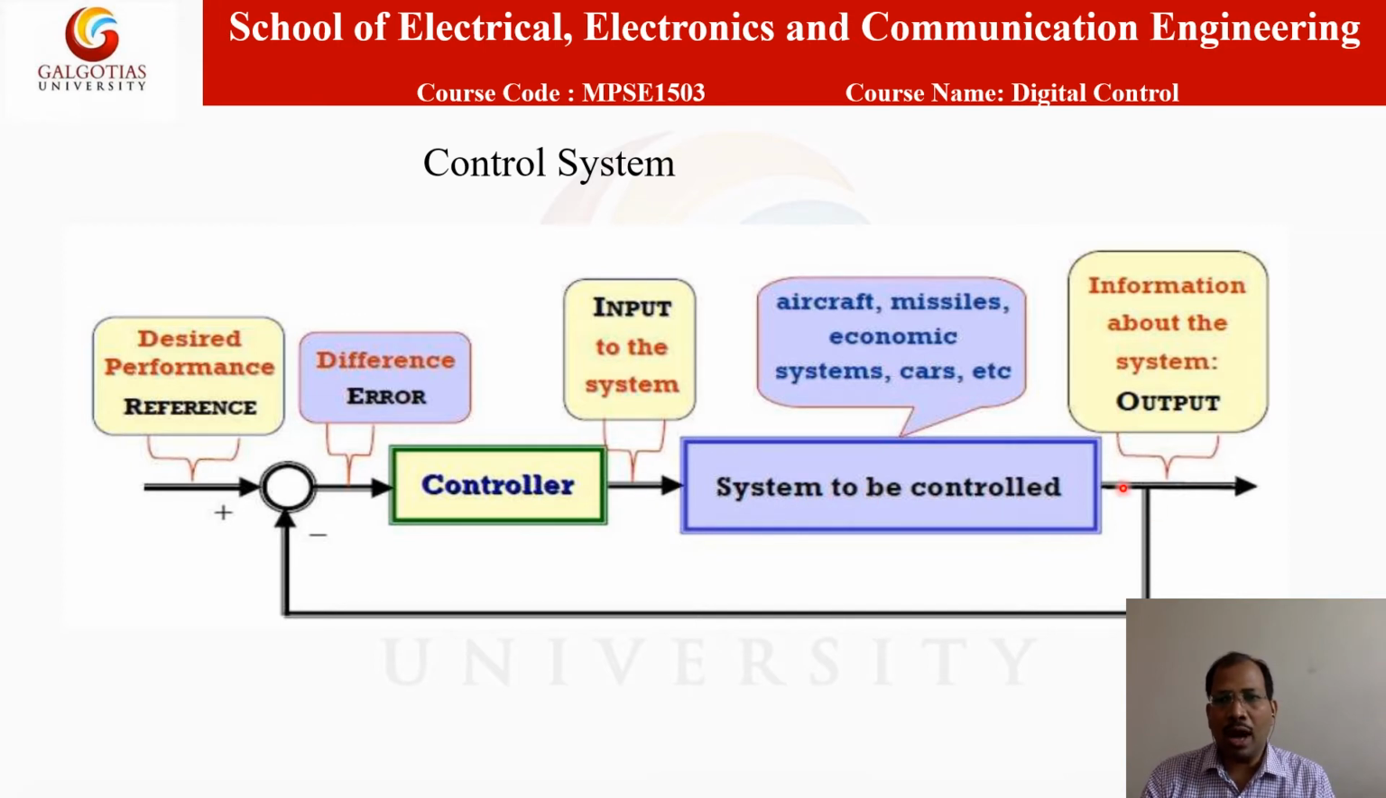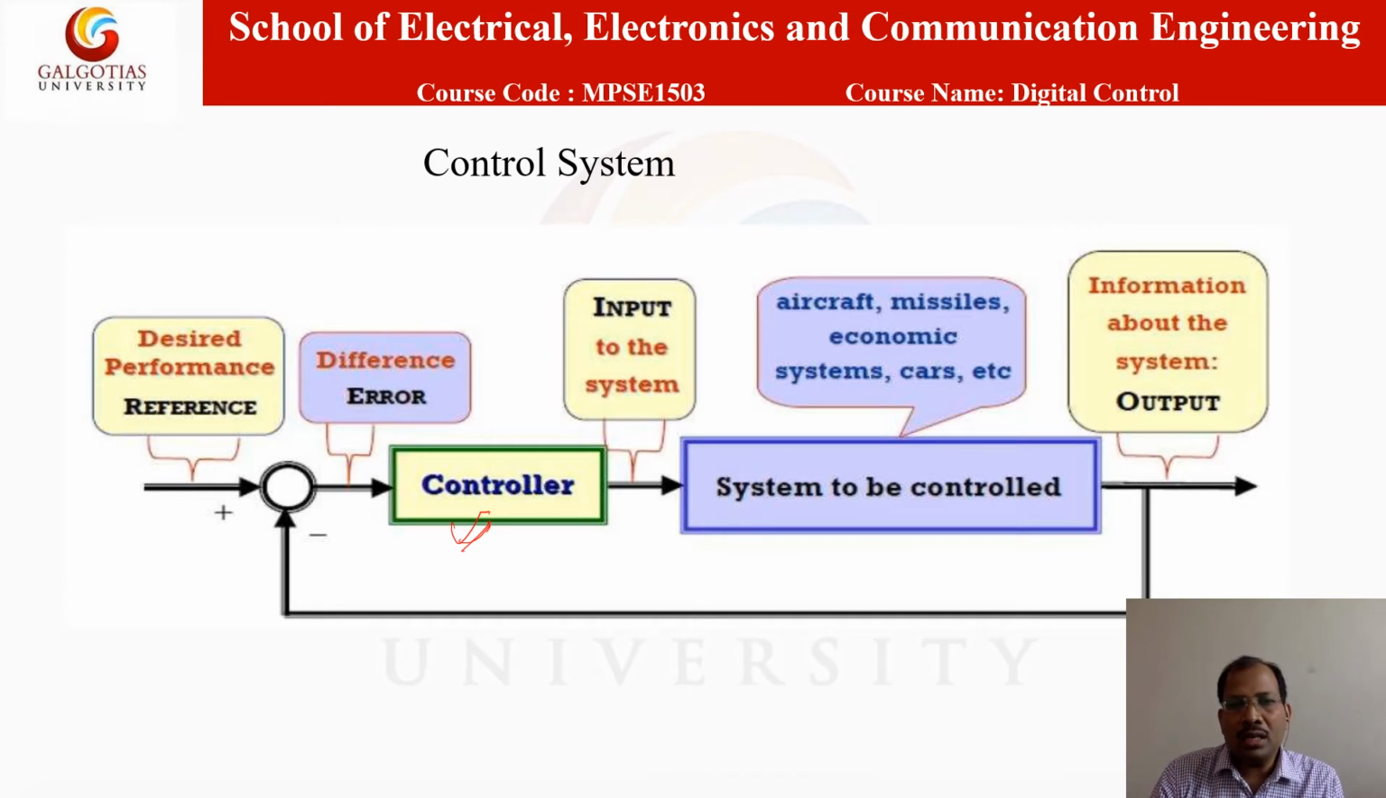The system has an output. This is the output, the information about the system, and this is the input. Input means we have to give some control input to regulate the system, so that the system can give some output with respect to this input. This input is controlled by this controller, so we have to design this controller. Here this is the error.